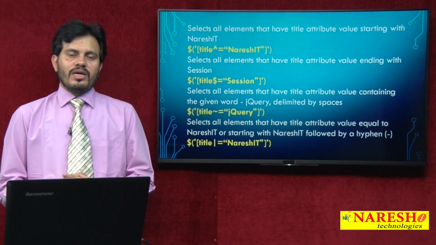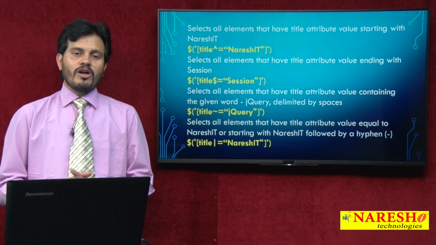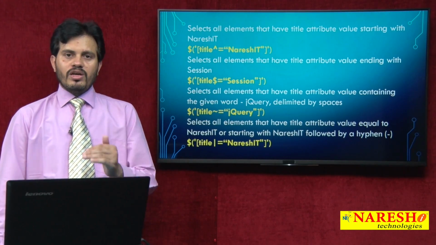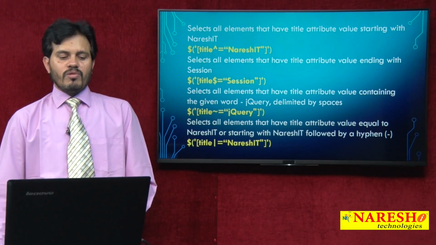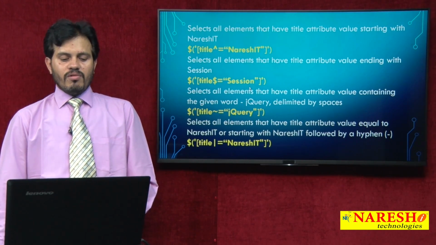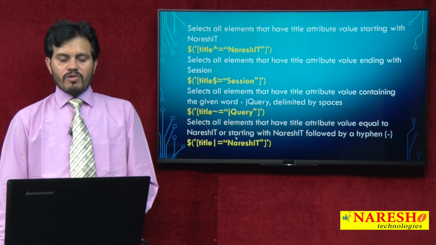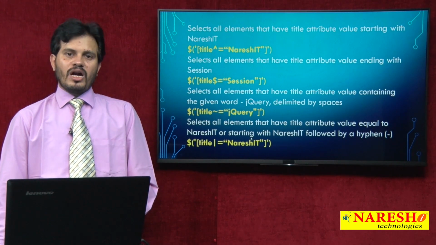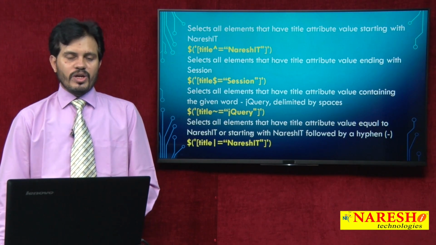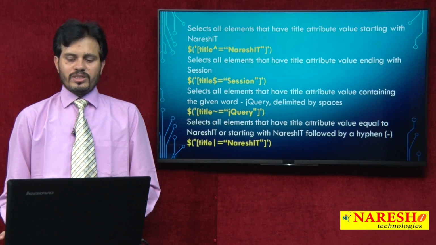So based upon this, let's start doing some examples practically and perform certain operations on those elements which get selected with these attribute value selectors: one where we use starting with, one ending with, one containing, delimited by space, and one equals to a specified value or starting with a specified value and followed by a hyphen character. So all four we are going to implement practically, and we are going to perform some operation on the selected elements.